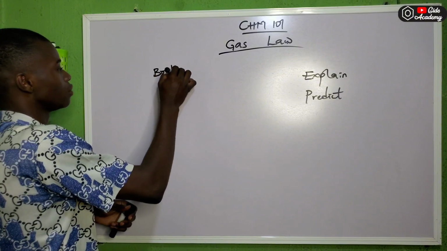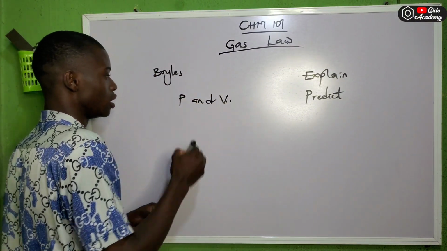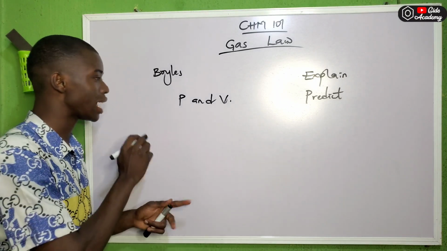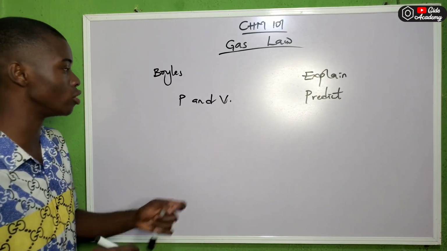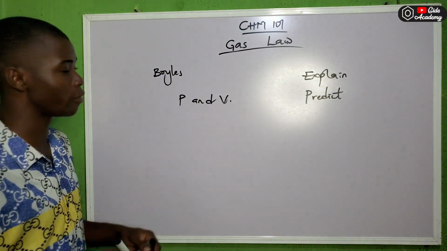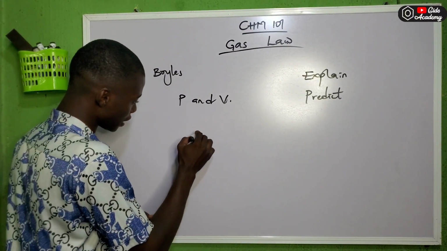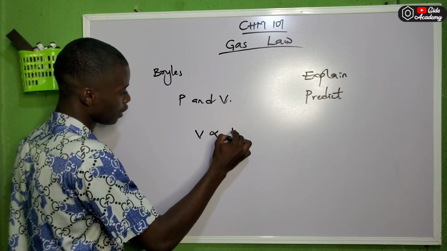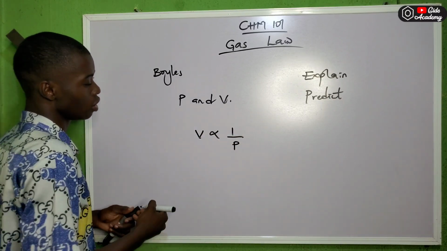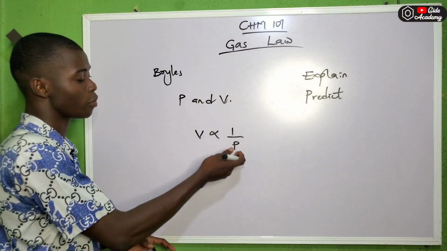Boyle's law shows the relationship between pressure and volume. This is another examination question: which law shows the relationship between pressure and volume? The answer is Boyle's law. Boyle's law states that the volume of a fixed mass of a gas is inversely proportional to the pressure. Or this can also be written as the pressure is inversely proportional to its volume.